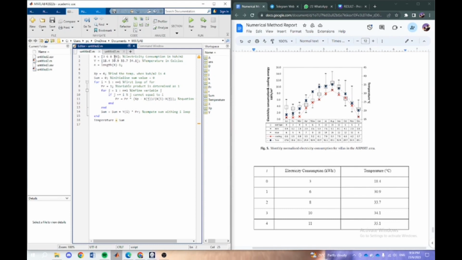There will be 4 points given, and the additional point is for 10 electricity consumption, and the temperature is 34.1 degrees Celsius.